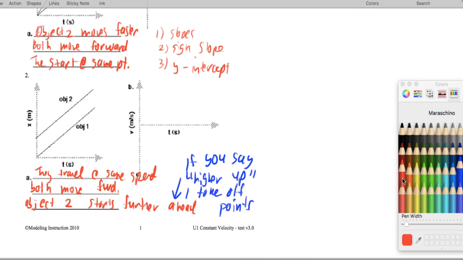And when we sketch the velocity graph, this is the thing. 1 and 2 move at the same speed. So a lot of people did this, and I loved it. Object 1 and 2, one line for each object. So that's page 1 of the practice exam.